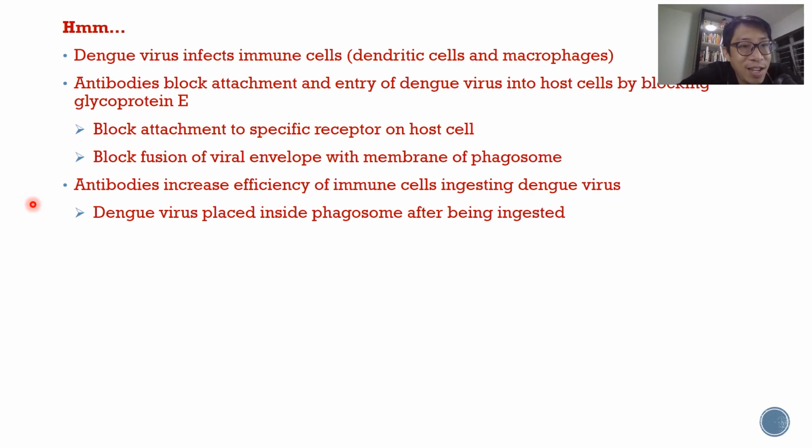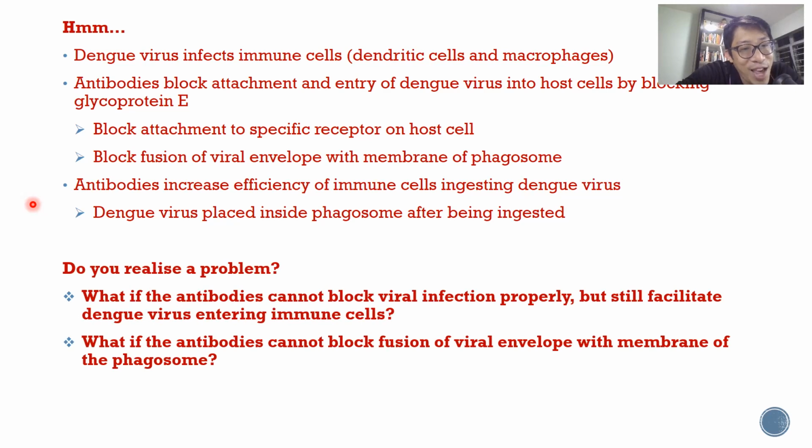So that increases the efficiency of phagocytosis of the virus by the immune cells. Okay, so the dengue virus infects immune cells. Antibodies make it easier for the dengue virus to enter the immune cells via phagocytosis. Do you see a problem here?